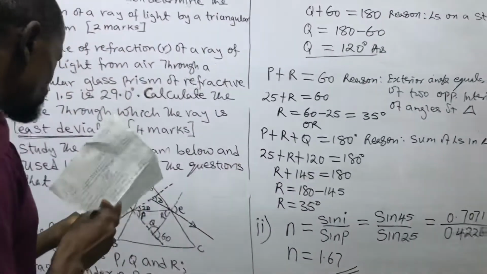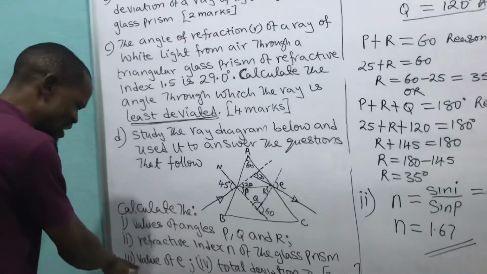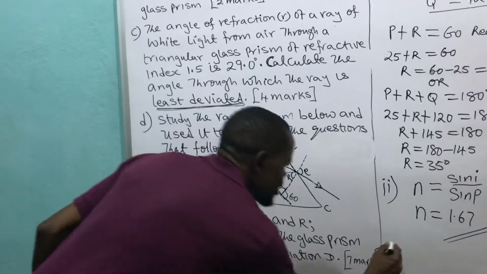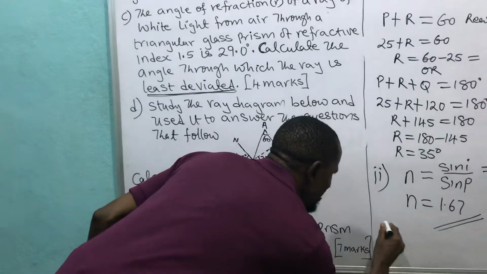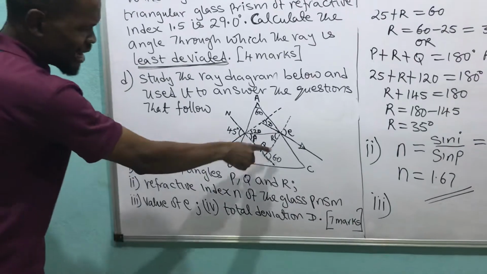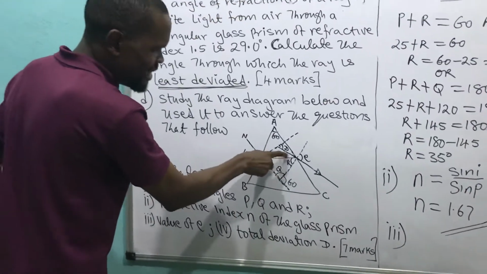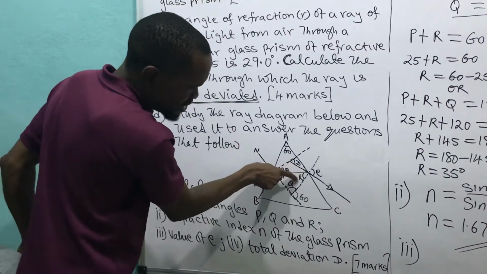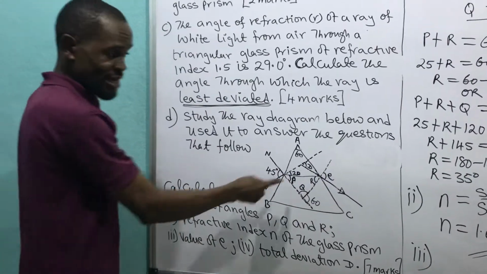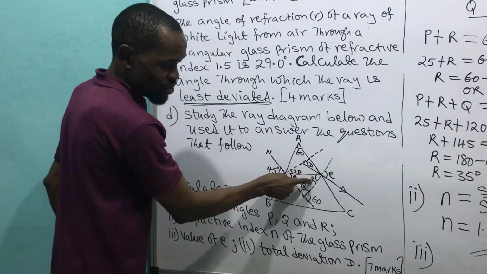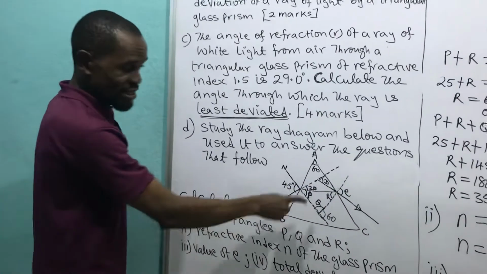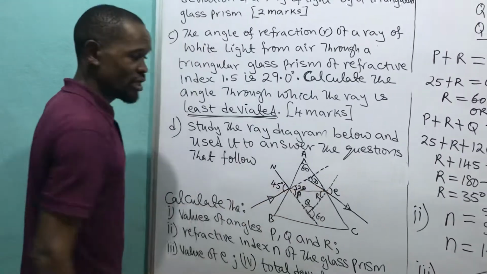The second to the last question says calculate E. We should calculate E. Come over here and watch what I'm doing. Calculate E. I can calculate this E by saying that this angle plus this angle is equals to E. Can somebody understand what I'm talking about? This angle plus this angle is equals to E. Are you following carefully what I'm saying now? This angle plus this angle is equals to E.